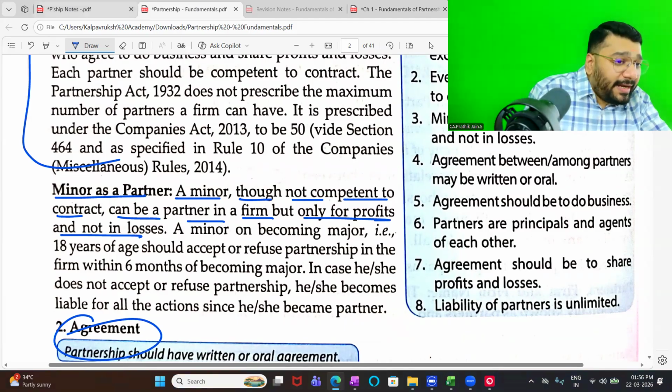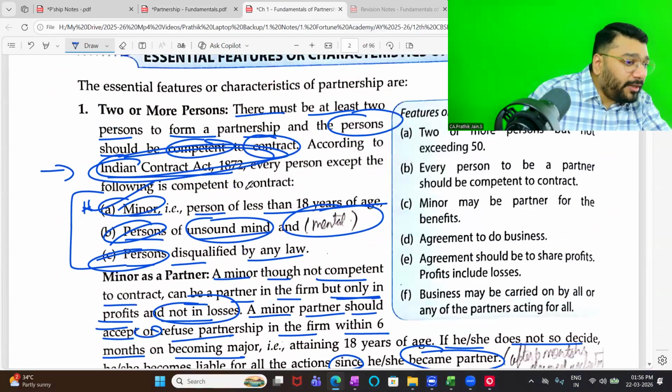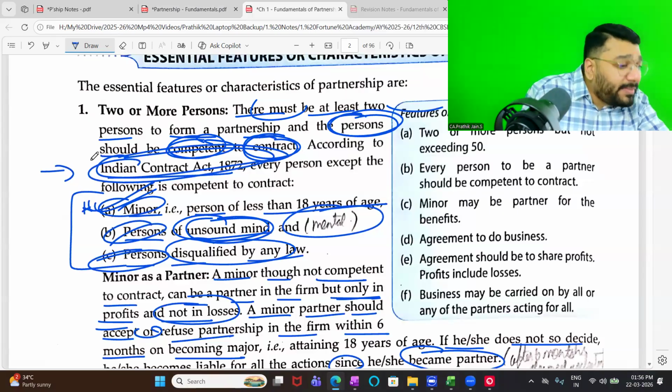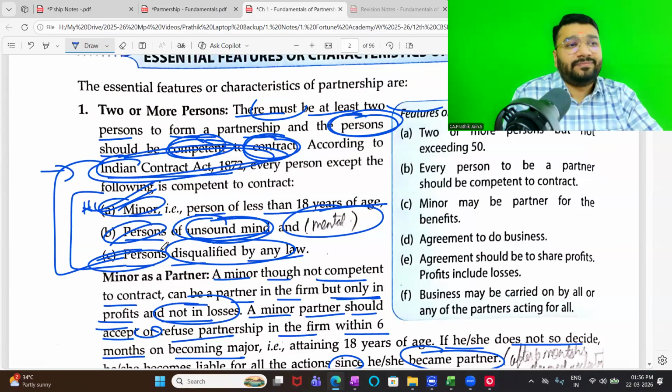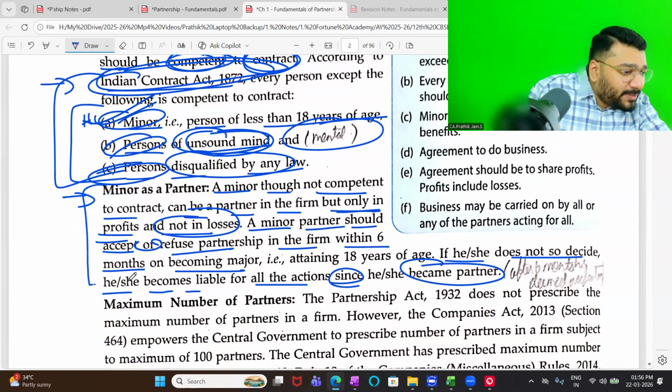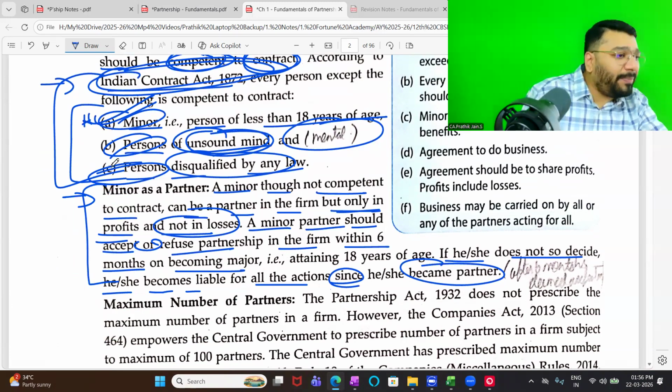What they missed out is that this point is there, no? The first initial point: there must be at least two persons to form a partnership. All the persons should be competent to contract. In that, a minor is not competent, an unsound person is not competent, a person disqualified by law is not competent. Mistakenly, they got it removed. Directly, they went to the point of minor as a partner. This is a mistake that happened, is what I feel.